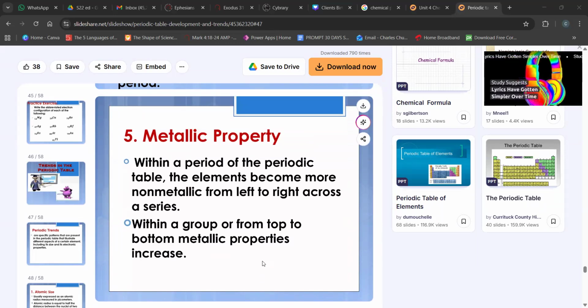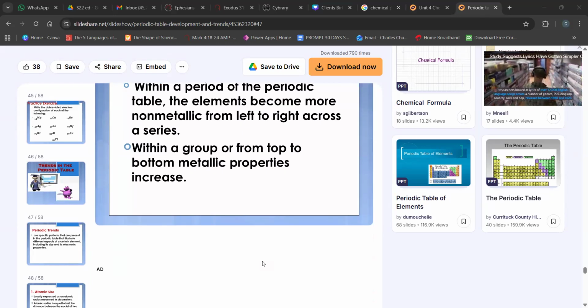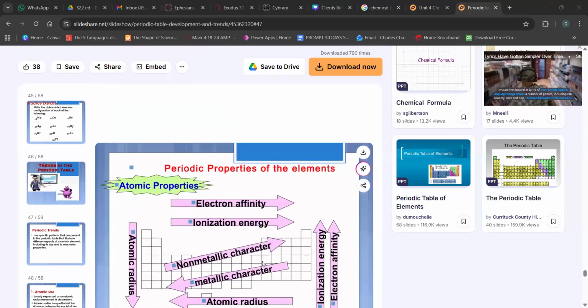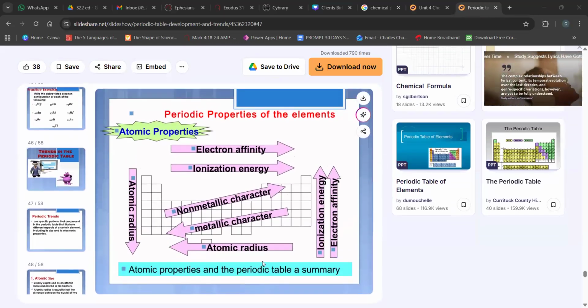Within a period of the periodic table, the elements become more non-metallic from where? Left to right. As you go from the left to the right. Okay. And then of course, from top to bottom, we would expect metallic properties to increase. Okay, so this is more like a chart that will help you to remember all those things. But then let me see what you took down in class so that you have more detailed stuff to work with tomorrow.